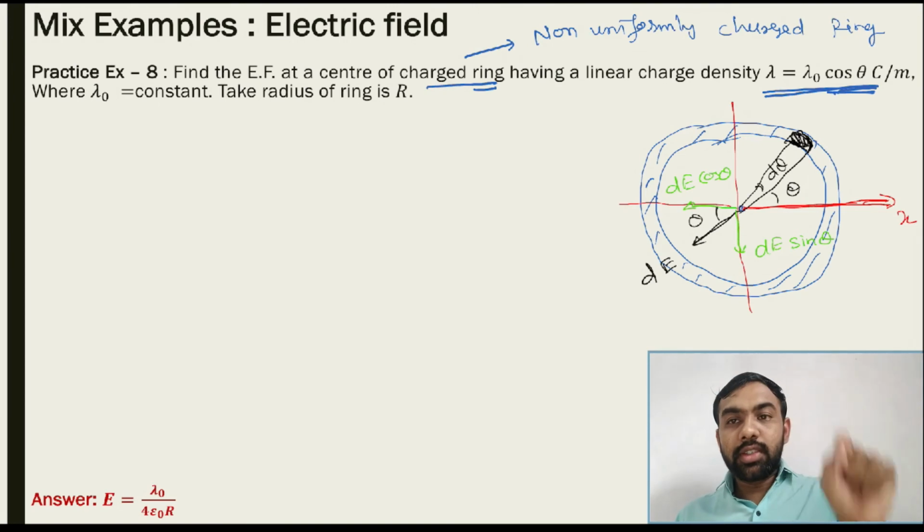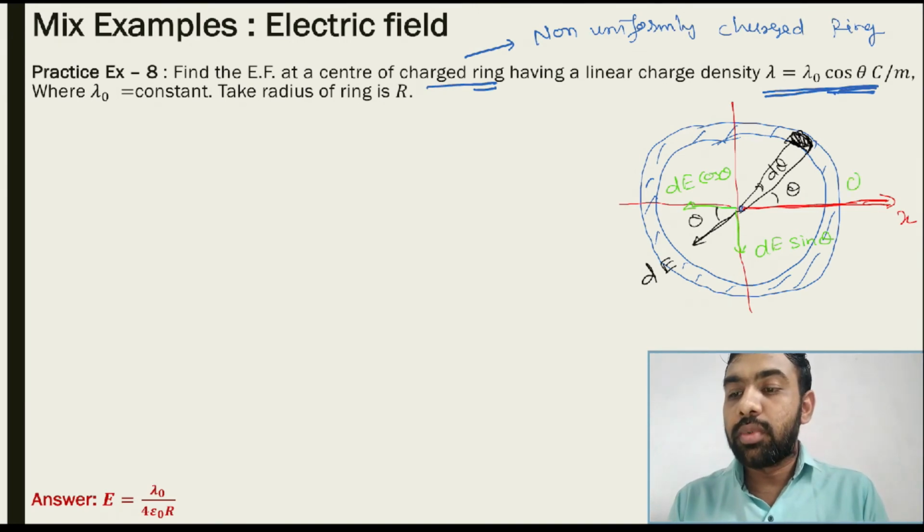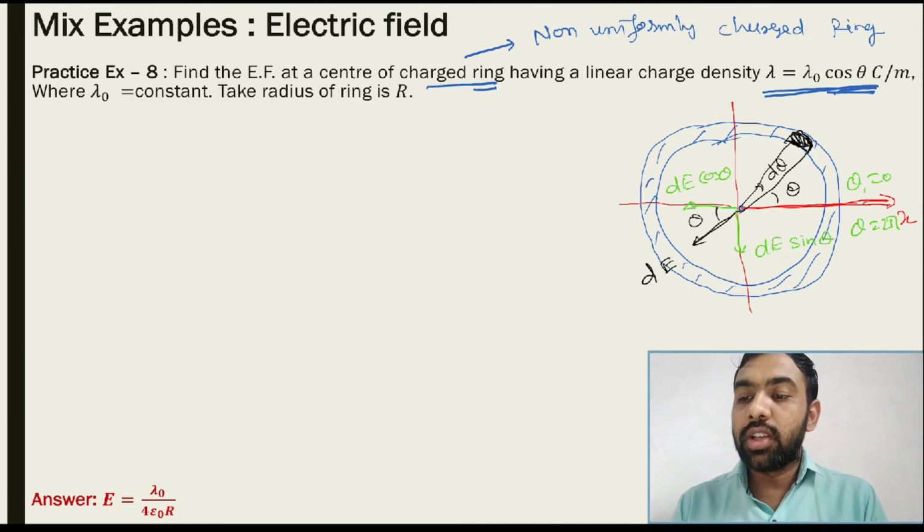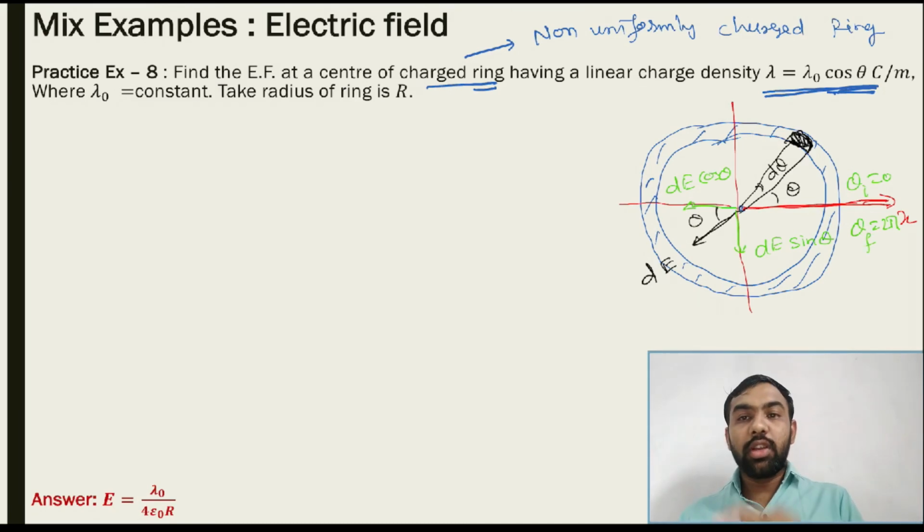If you consider the full ring, then theta starts from 0 and ends at 2 pi. So our limits are theta initial 0 and theta final 2 pi. When you integrate over the ring, because it is an extended body, you take initial equal to 0 and final equal to 2 pi. So that is the situation.